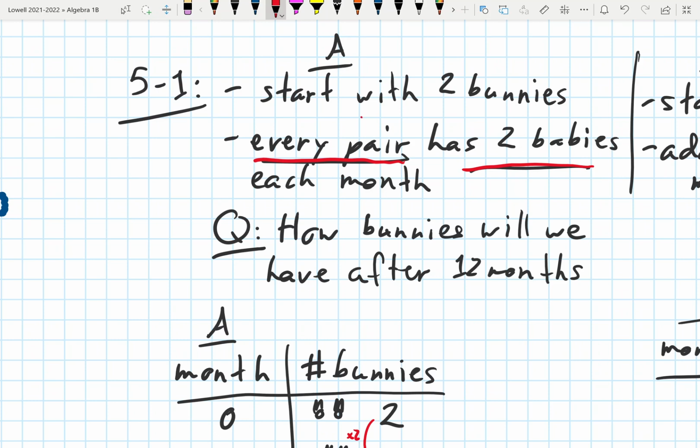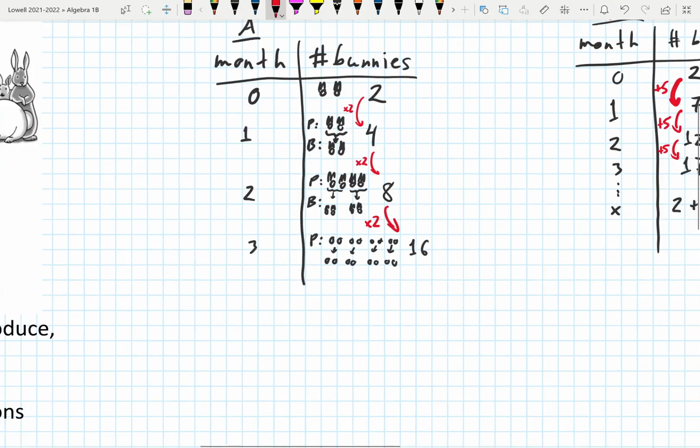So a pair is already 2 bunnies to begin with. And so if they have 2 babies, well, this basically ensures that the number of parents and the number of babies is always going to be the same for every month. So if you have 100 parents, then you're going to basically have 100 babies. And so when you add them together, they're just going to double because it's the same number. Alrighty, so that makes sense.